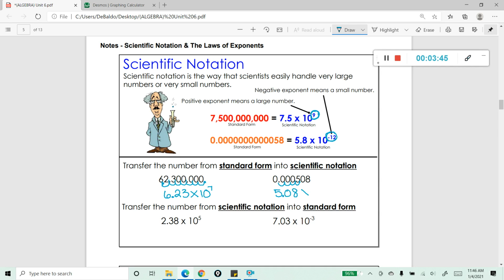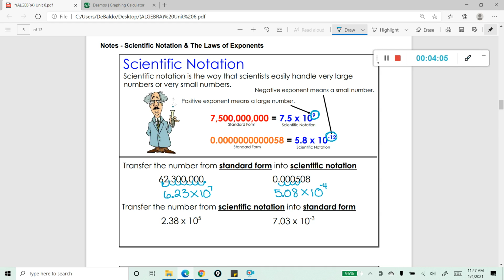I'm always going to do times 10 to the, well, because it's a little number, I'm going to say to the negative 4th. Another way you could also say it is if you're moving your decimal to the left, you have a positive exponent. If you're moving it to the right, you have a negative exponent.